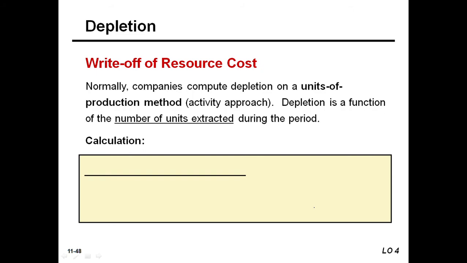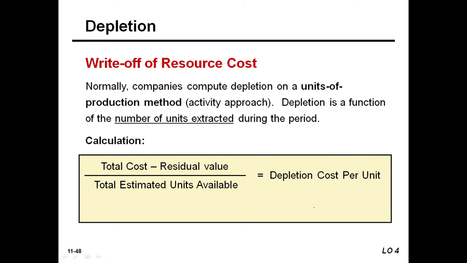Normally companies compute depletion using the unit of activity method. It's the same as unit of activity. So depletion is a function of the number of units that are extracted during the period. So you say cost minus the residual value divided by the estimated units available. This will give you the depletion cost per unit, and multiply it with the actual extracted units, and that will give you the depletion cost for the period.